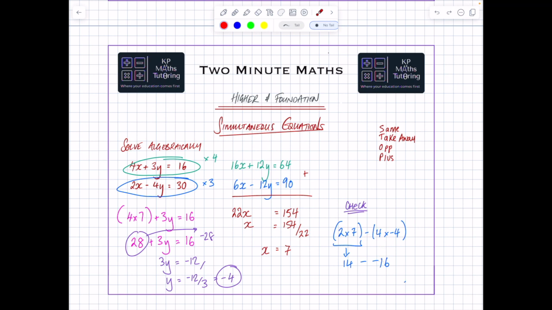When I do that, 14 minus 16, I end up with minus 2, which is what I get there, so I know I'm correct. And that's simultaneous equations in 2 minutes.